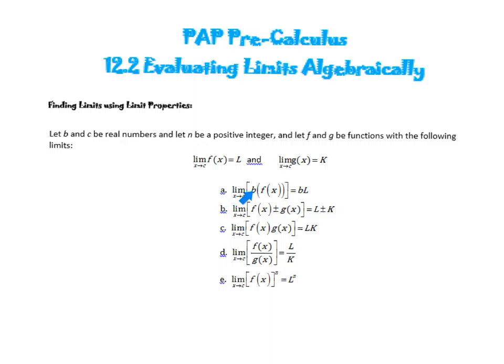if I want to find the limit as x approaches c of b times f of x, so basically a number times a function, you're just doing that number times this limit. So if it was 2 times a function that had a limit of 3, then it would be 2 times 3. If I add or subtract the two functions, then all you have to do is add or subtract the two limits. If I multiply two functions together, I multiply their limits together. If I divide, I divide their limits. If I raise it to any power, I just raise the limit to that power.